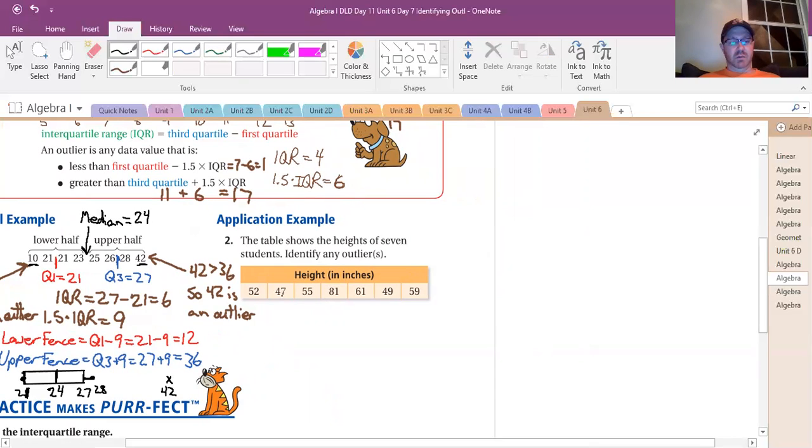So it looks like my lowest one is 47. Okay, we're putting these in order. So 47, then 49. Let's see, I covered that one. I got that one. 52 is the next highest one. And then 55. And then 59. Okay, I used that one and I used that one. All right, so then I have 61 and 81.